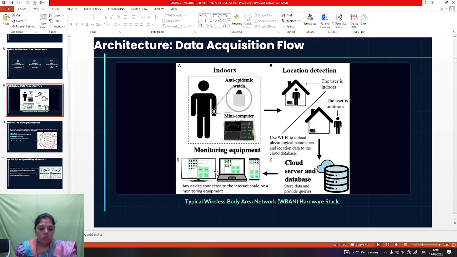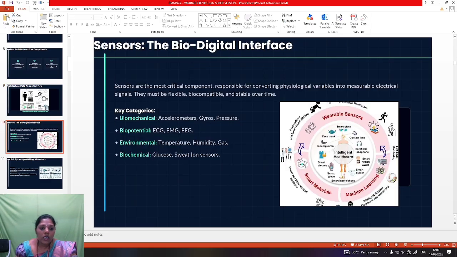This diagram shows the data flow of a wearable system. Let us move on. First is indoors, second is location detection, third is the cloud server database, and fourth is monitoring equipment. This is a typical wearable body area network hardware stack. Now let us go to the next slide.